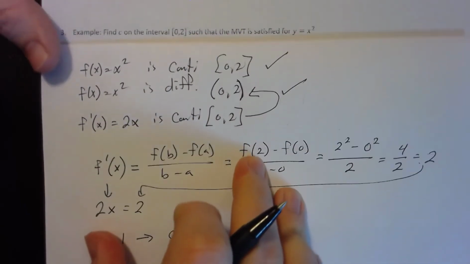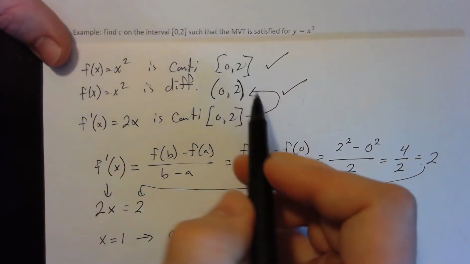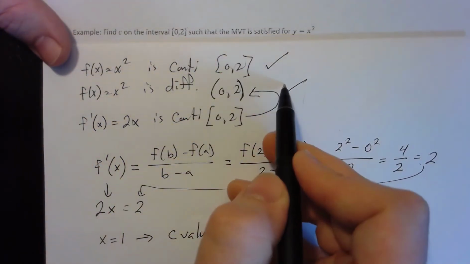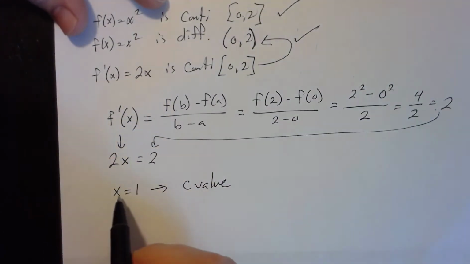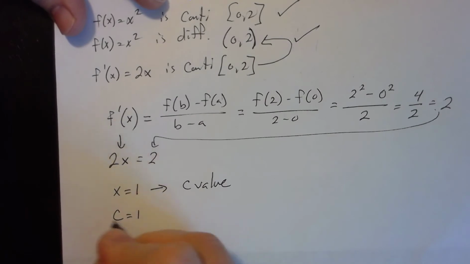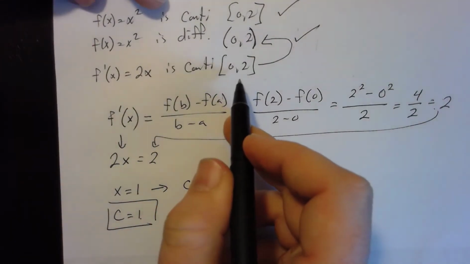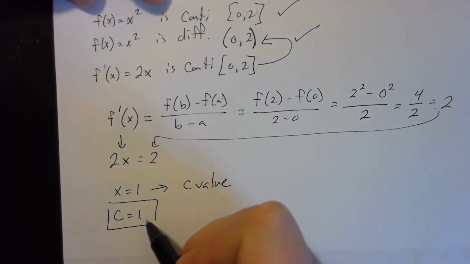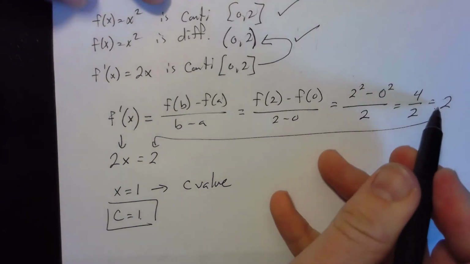Again, it says find c on the interval from 0 to 2 such that the MVT is satisfied. These two details satisfy the requirements. This is my conclusion, and that allows me to find my c value of c equals 1. Is 1 in the interval from 0 to 2? Yes. Therefore, that is the location where you're going to find the derivative equaling, again, the average slope of 2.